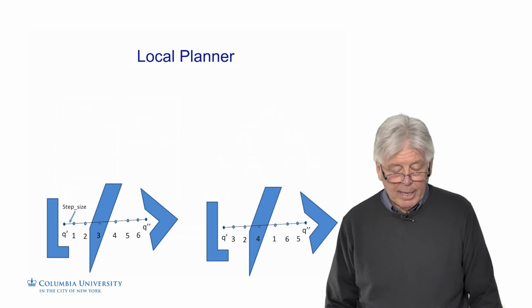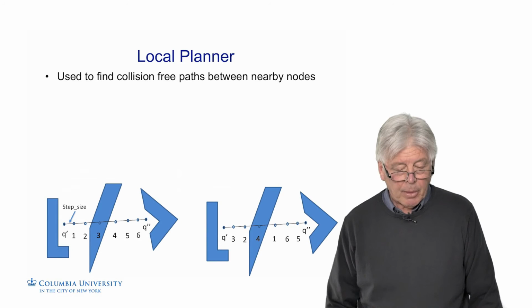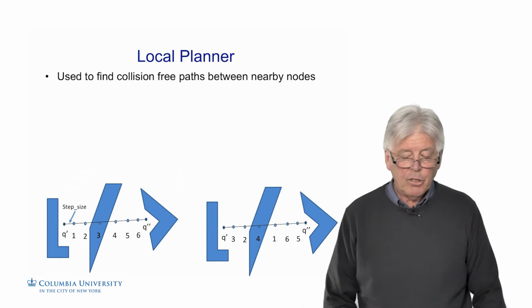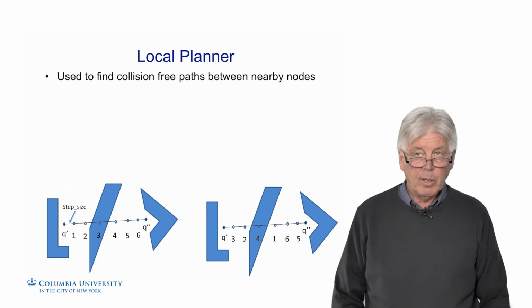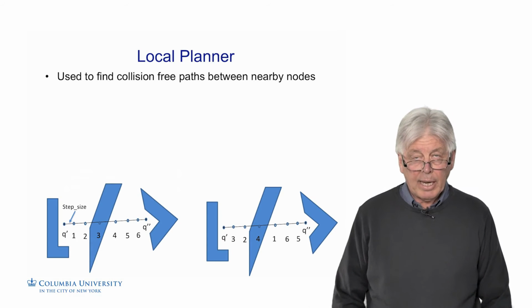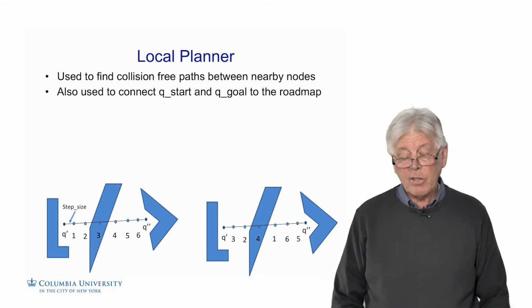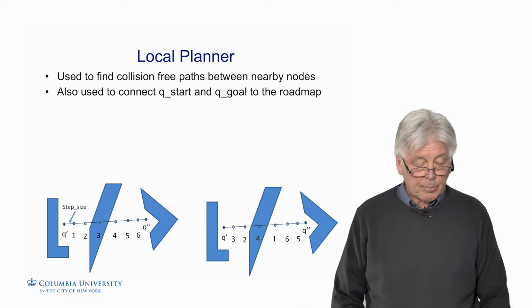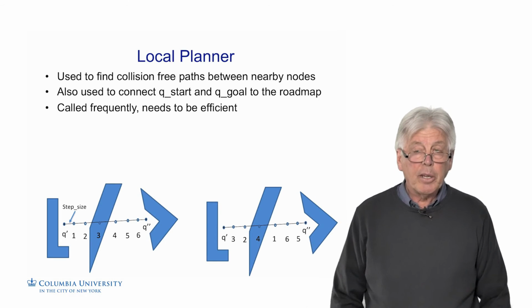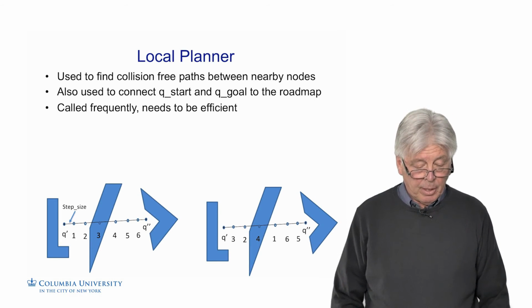How about the local planner? We haven't talked about that. We use it to find collision-free paths between nearby nodes. So once we get two nodes, we have to ask, can we connect them up with a path? And this is where the local planner works. It's also used to connect the start and goal to the roadmap. It's called frequently and needs to be efficient.